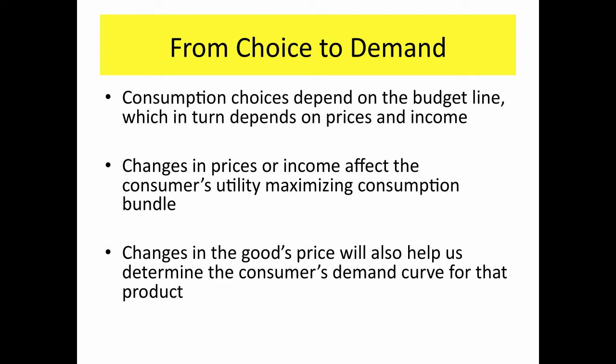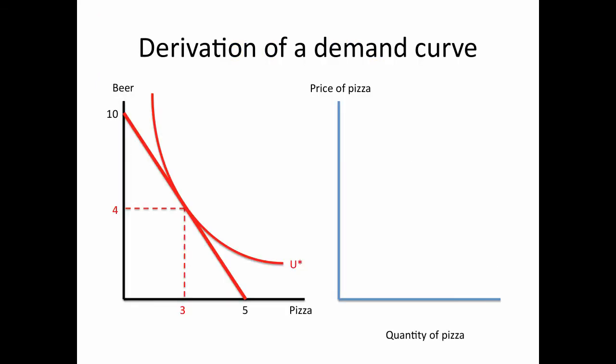The changes in those goods prices are very useful because they allow us to map out what's known as a demand curve. And this simply shows how much would be demanded at different prices for that good. It's also convenient because we don't have to use an indifference curve and a budget line to figure out what happens to consumption when prices go up or down, or when income goes up or down. We're going to illustrate that using the beer and pizza example as before.